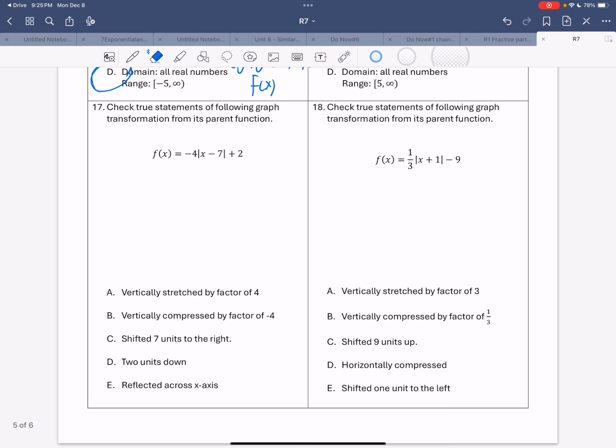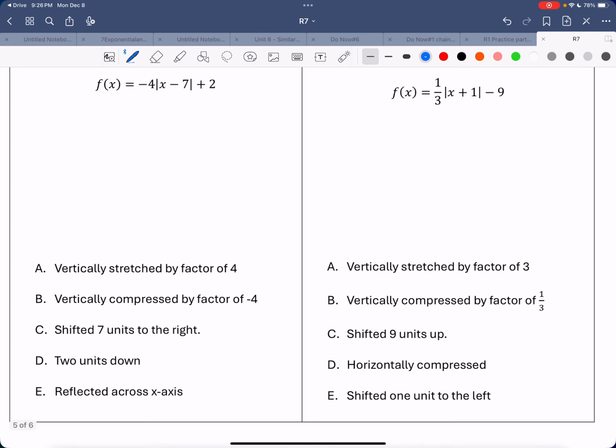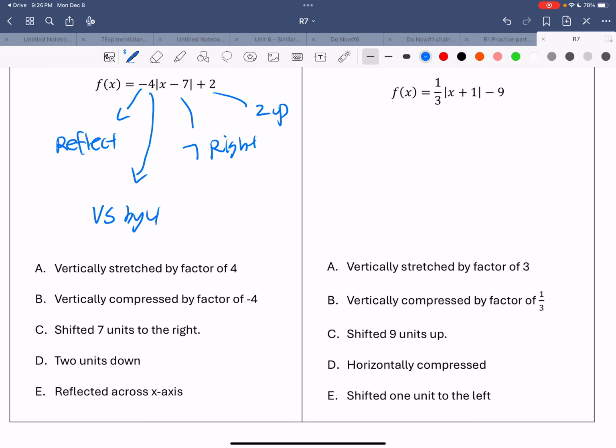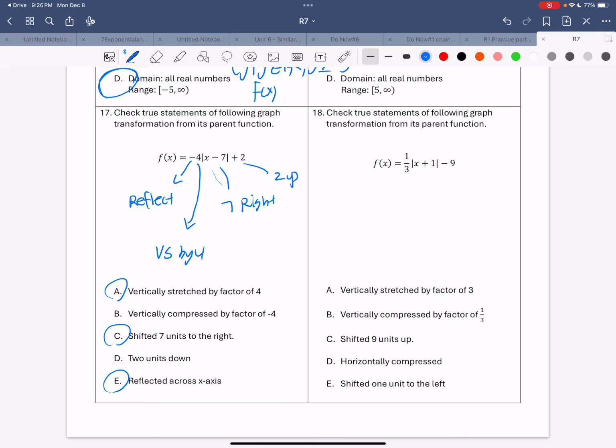Question number 17, check the true statements of the following graph transformation. You know what to do. Negative, what do we do? Reflect across the x-axis. 4, is it bigger than 1? Yes, 4 is bigger than 1, so it's vertically stretched by 4. 7 units to the right and 2 units up. I was surprised that there are people who still make mistakes on this one. 7 units to the right because it's minus 2. 2 units down, nope. Reflect across the x-axis, yes. A, C, E. So pause the video, try question number 18 by yourself.